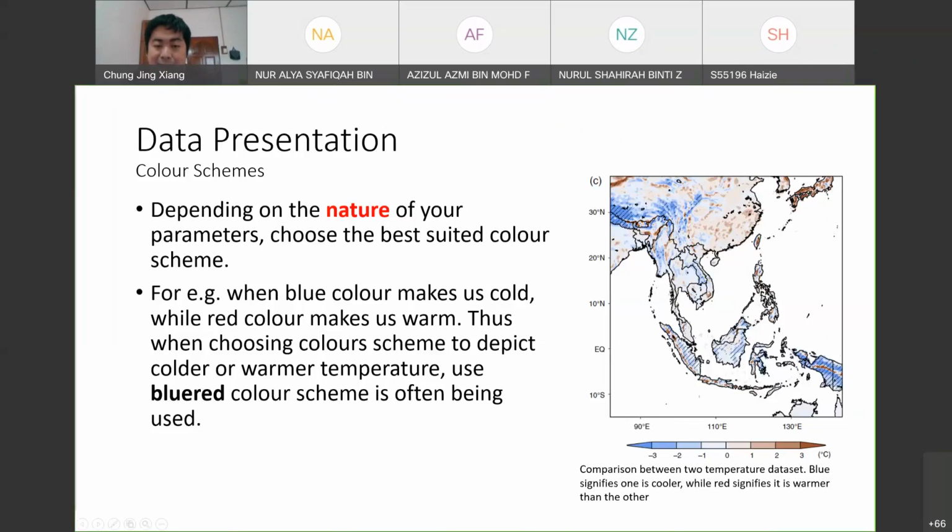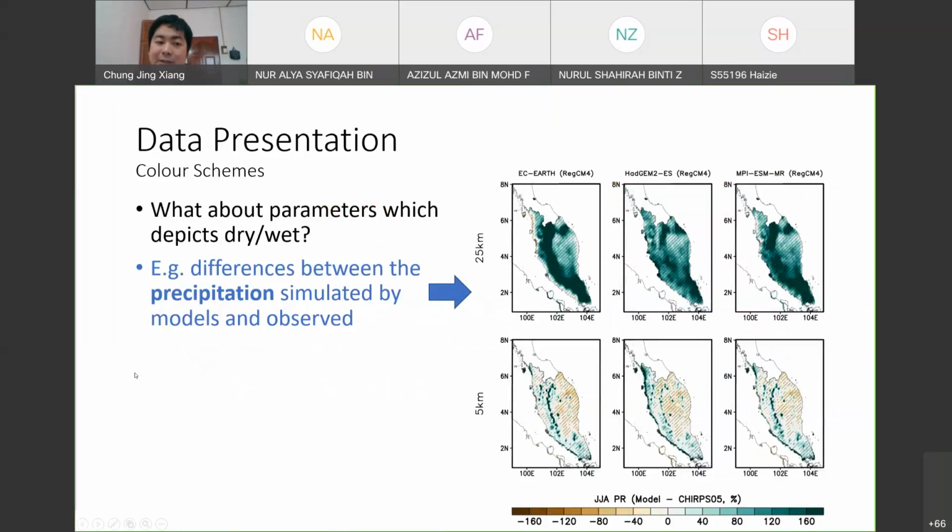Another example you can see from here. If your data is about dry or wet, here are the differences in precipitation, dry or wet. When you look at this cold color, greenish or bluish color, you will know it looks wet, right? The color feels cold, wet. But when you look at brown color, you know it's warm or dry, right? So when you depict something dry or wet, you use a brown-green or brown-blue example. So based on the different nature of the data, choose the color scheme wisely.